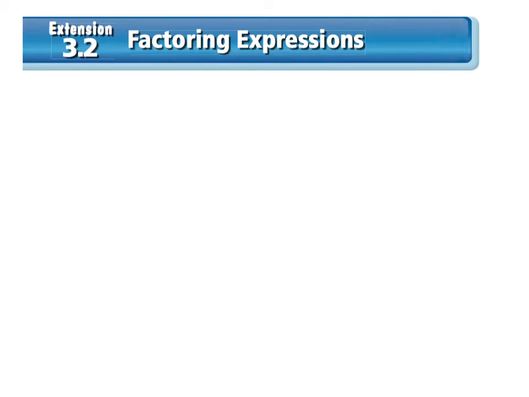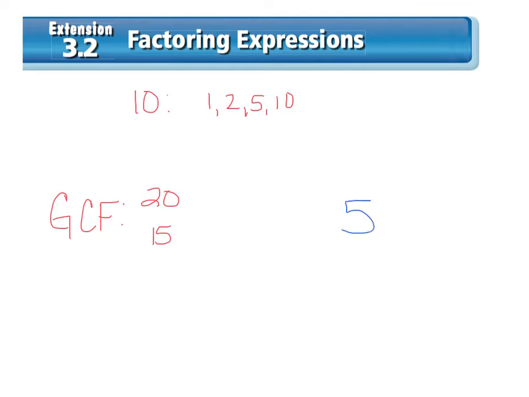You should know that, for example, if I gave you 10, factors of 10 would be 1, 2, 5, and 10. They are numbers that divide into 10. Now, you should also know that if I gave you 20 and 15, and you were asked to find the GCF, what does GCF stand for? Right, greatest common factor. What is the greatest common factor of 20 and 15? Hopefully you thought it was 5.